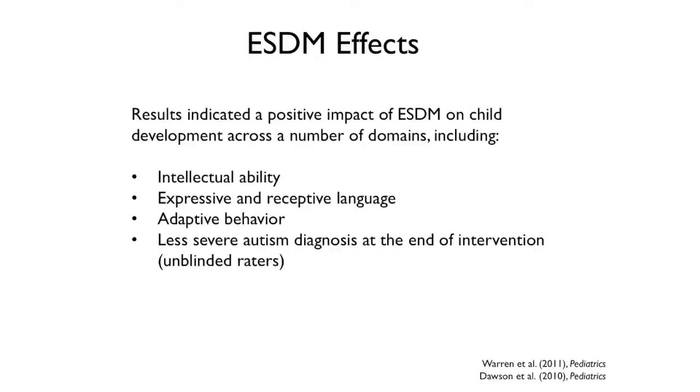The data is outstanding. It indicates a positive response in child development across a number of critical domains, including intellectual ability, expressive and receptive language, adaptive behaviors, and even it's been shown that children who complete the Early Start Denver Model have a less severe autism diagnosis at the end of intervention, although that was with unblinded raters. So that's still very encouraging.